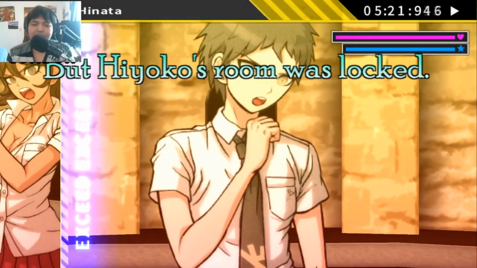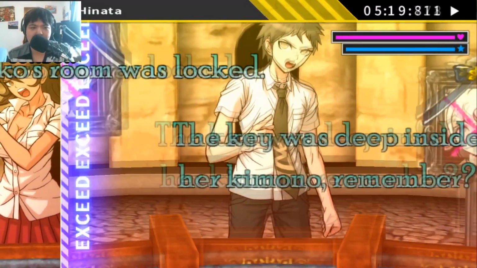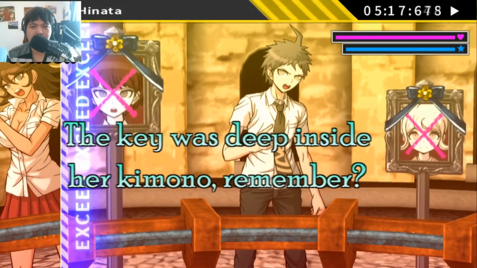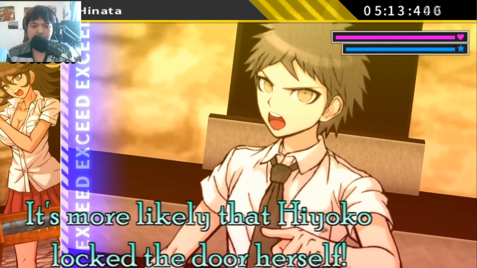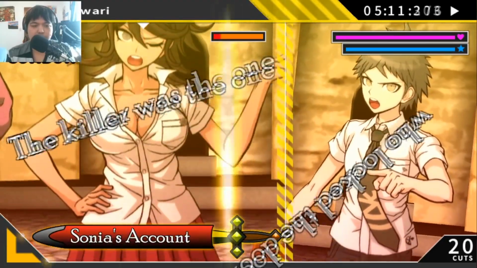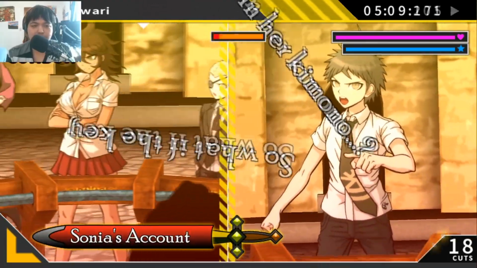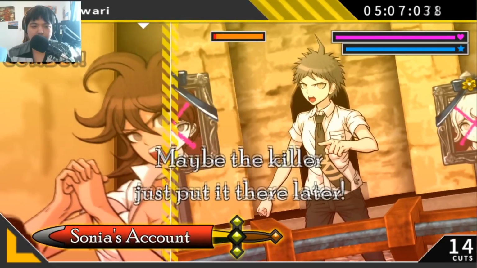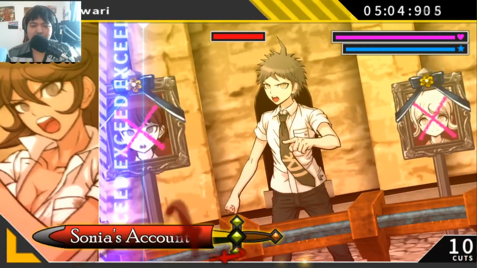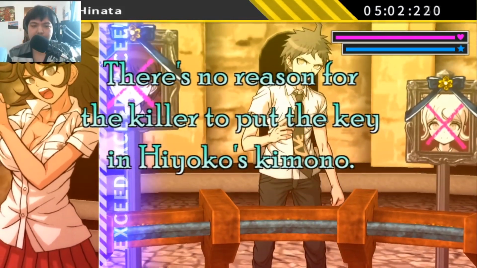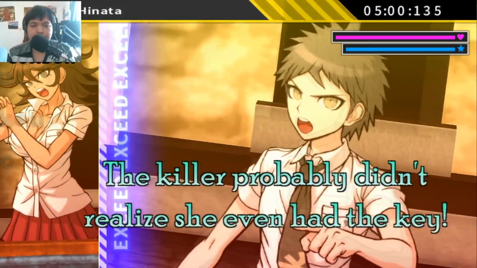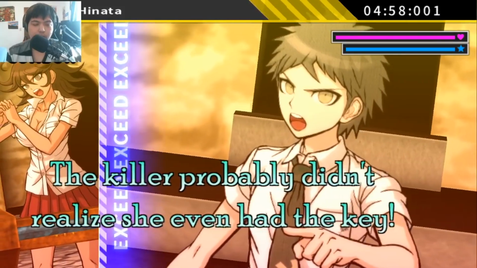Hiyoko's room was locked. The key was deep inside her kimono, remember? It's more likely that Hiyoko locked the door herself. The killer was the one who locked the door. No. What if the key was in her kimono? Maybe the killer just put it there later. No, that's impossible. There's no reason for the killer to put the key in Hiyoko's kimono. The killer probably didn't realize she even had the key.